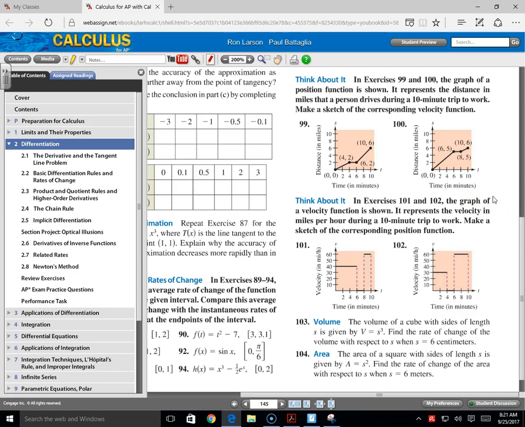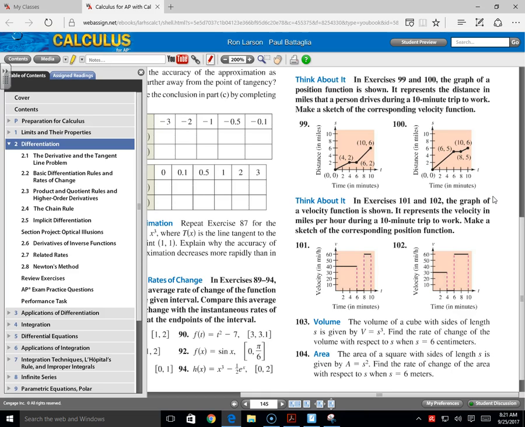What are the directions in 99 and 100? What's the graph of? It represents the distance, which is the same thing. What's our snazzy term for distance? Position. So 99 and 100 are position graphs. Look at 101, 102. What kind of graphs are they? Velocity graphs. So 99 and 100 are like the graph of f, and 101 and 102 are like the graph of f prime.